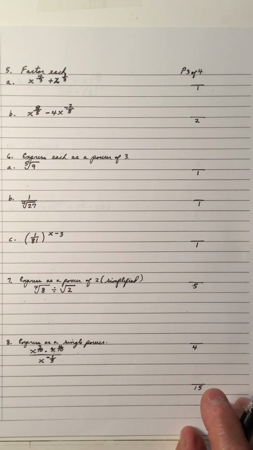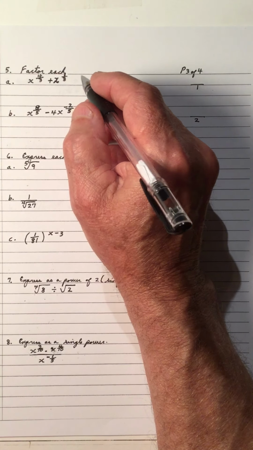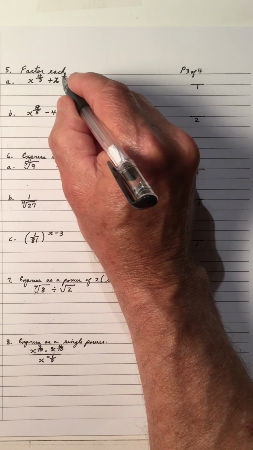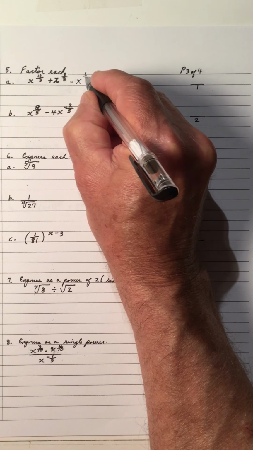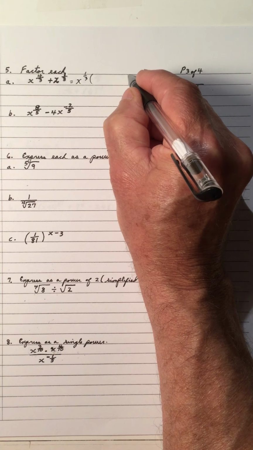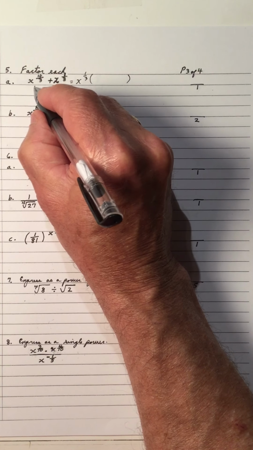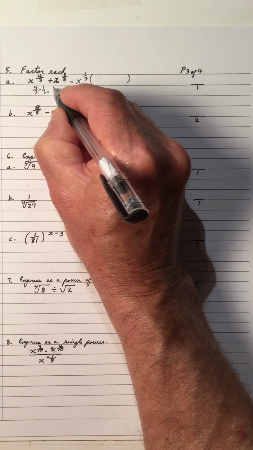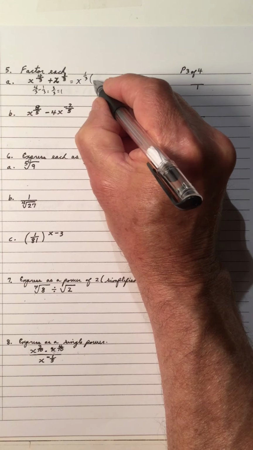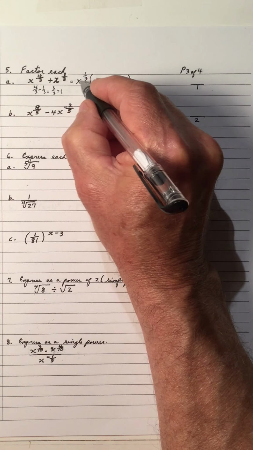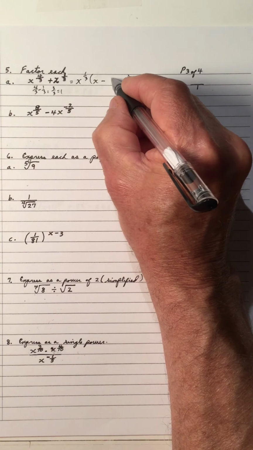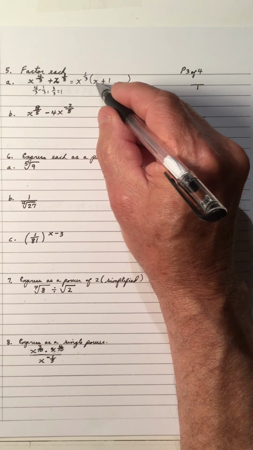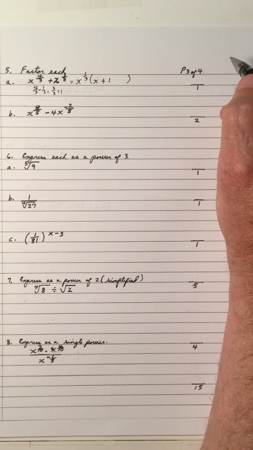Number 5. Factor each. To factor means we have to take out the common factor. So the common factor would be the smallest one, which is x to the 1/3. X to the 1/3 is common. So we take 4 over 3 and subtract 1/3. That gives us 3 over 3 or 1. So this is an x. And x to the 1/3 divided into x to the 1/3 is 1. So if you have x to the 1/3 times x plus 1, give yourself a mark.